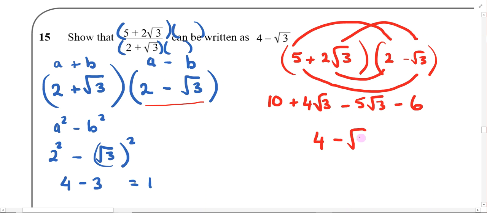If you're asked to work out the square root of something, you should always give the positive answer. The denominator would have been over 1, so I know I'm right.